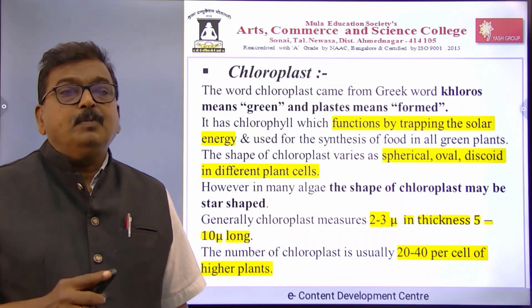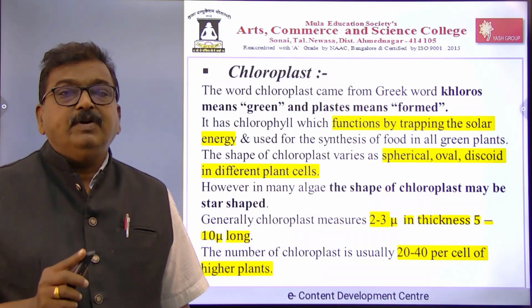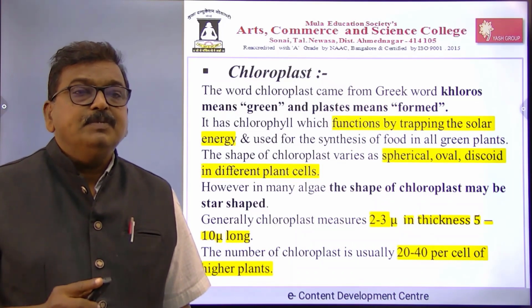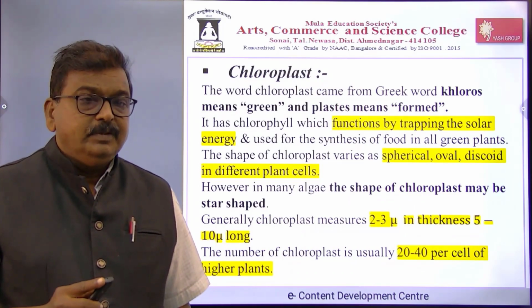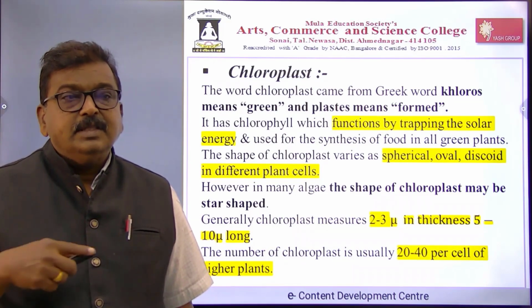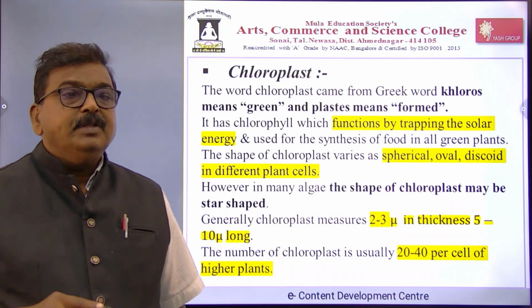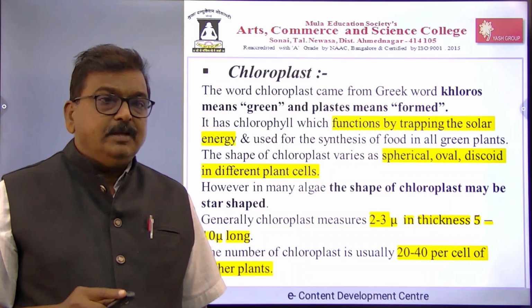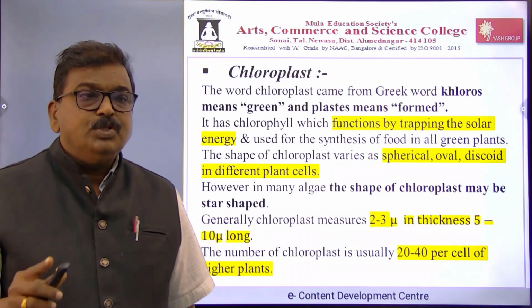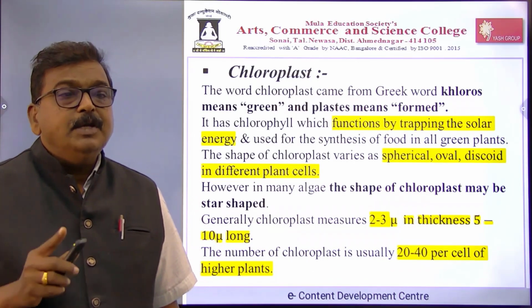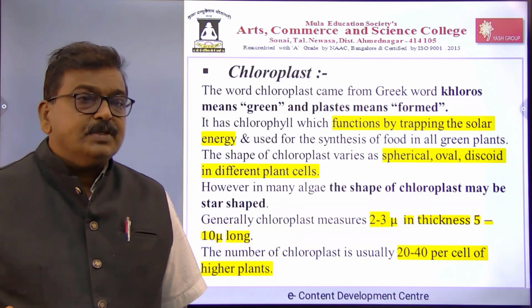The word chloroplast is a Greek word. Chloros means green and plast means form. When we see the structure of a leaf, chloroplasts are generally present in the mesophyll tissues of the leaf. Means the position of the chloroplast is mainly in the mesophyll tissues of the leaves.